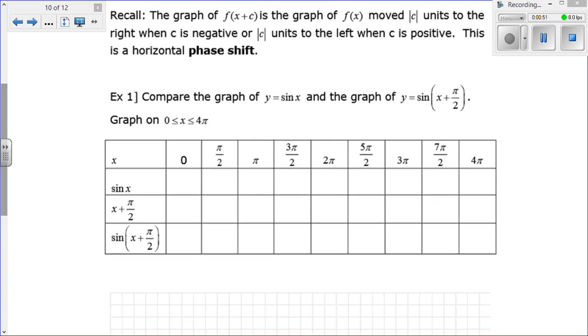Complete the graph of y equals sine x, and then the graph of y equals sine of x plus pi over 2. I'm going to graph it between 0 and 4 pi. The graph of sine x is easy. Sine of 0 is 0. The sine of 90 is 1. The sine of 180 is 0. The sine of 270 is negative 1. The sine of 2 pi is 0. Just repeat your pattern: 1, 0, negative 1, 0.